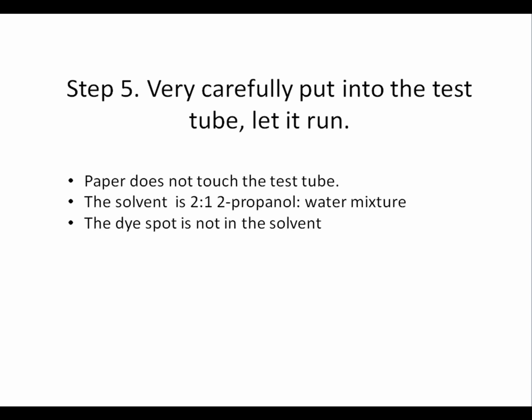Step 5, very carefully put it into the test tube and let it run. Make sure that the paper does not touch the test tube. The solvent is a 2:1 2-propanol water mixture, and the dye spot is not in the solvent.